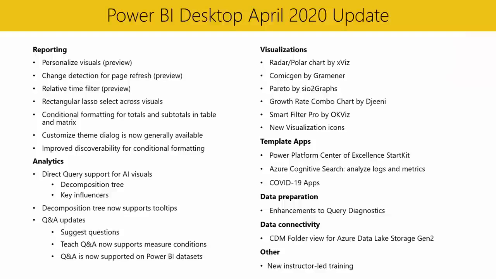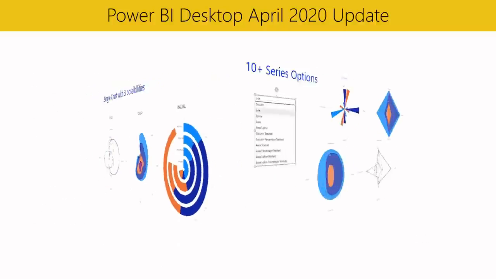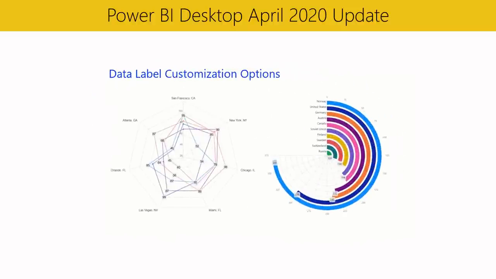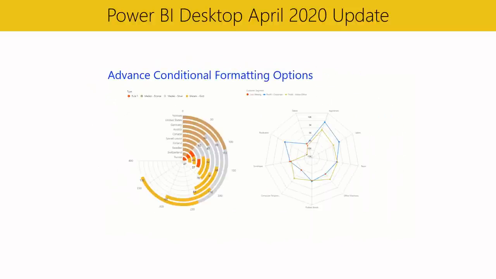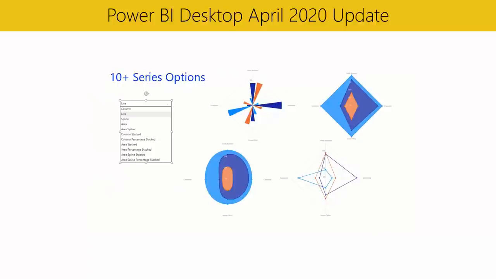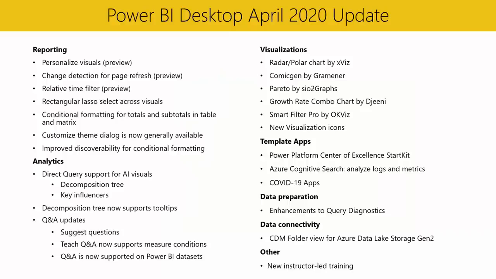In the Visualization section, we have a few new visual options available for you on AppSource. First, we have the Radar Polar Chart by XViz. This chart is ideal for visualizing multivariate data, highlighting outliers and commonality by comparing one or more categories across different variables. It delivers several highly requested features around axis scaling, data label customization, and legend support.